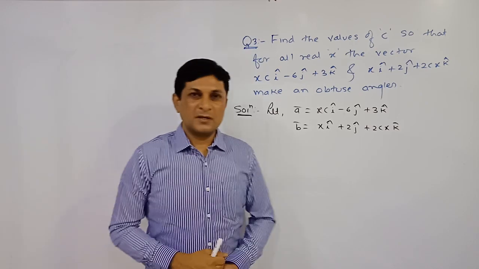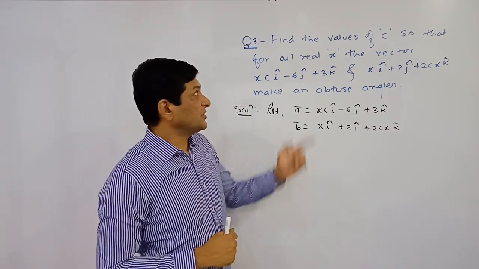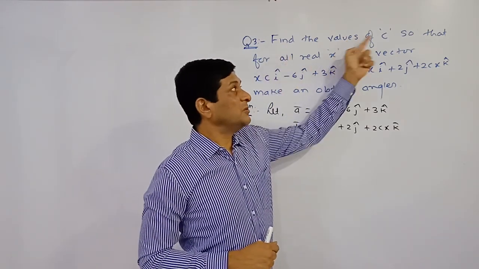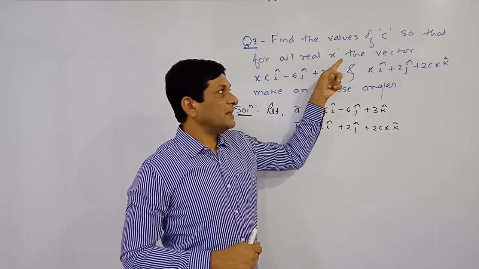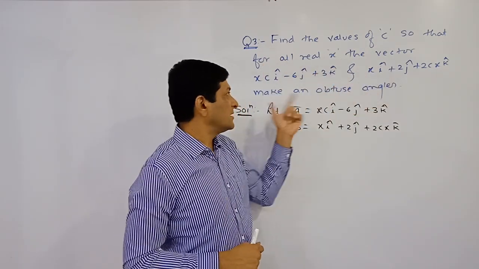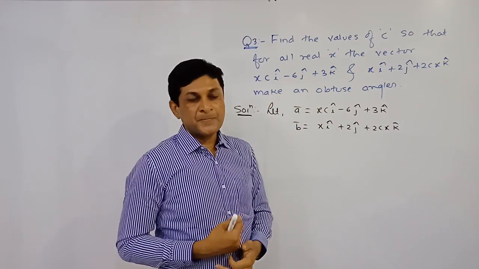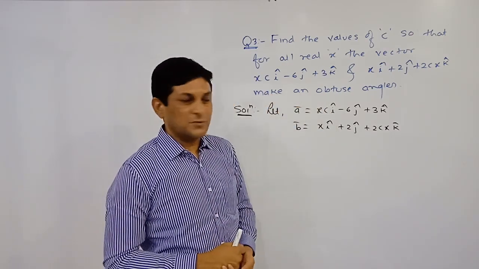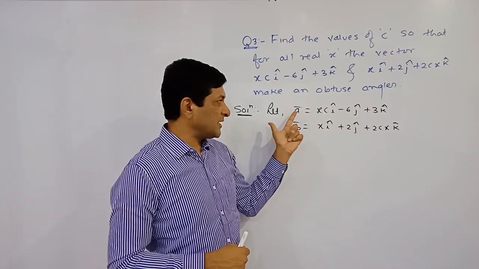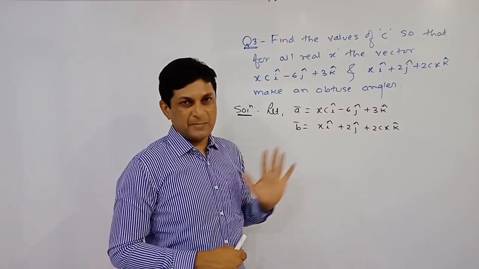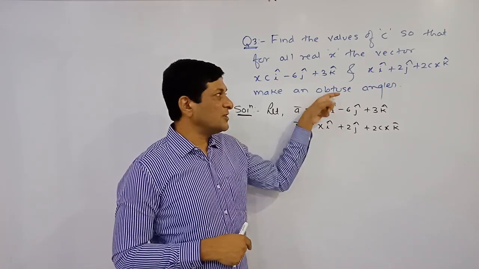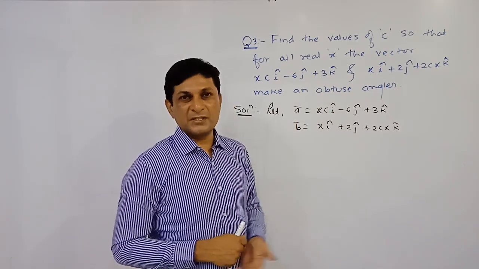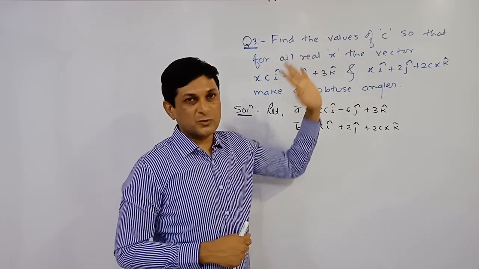Well, now see question number 3. In this question, we have to find the values of C, so that for all real x, these two vectors make an obtuse angle. Here two vectors are given to us. So I have denoted the first vector by a bar and the second vector by b bar. Now it is given to us that the angle between these two vectors is obtuse. Using this condition, the question is to find the values of C.